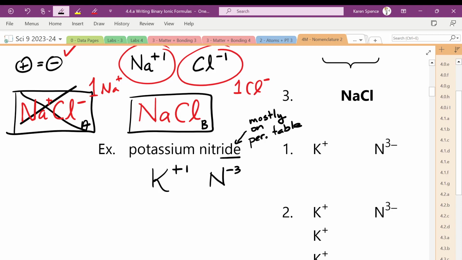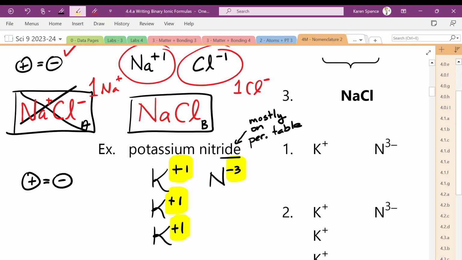So now we ask ourselves, does the total positive equal the total negative? Does +1 equal -3? No. Which one do we not have enough of? We don't have enough positive. So we're going to just add another positive. Okay. How much positive do we have now? 2 positive. Is that enough? No. So what do we need to do? Add 1 more K. So we're going to add 1 more K.